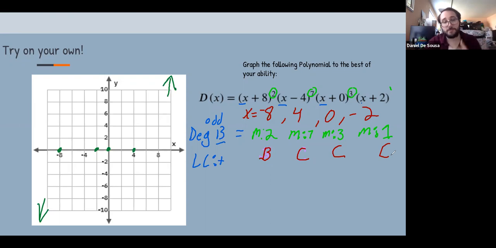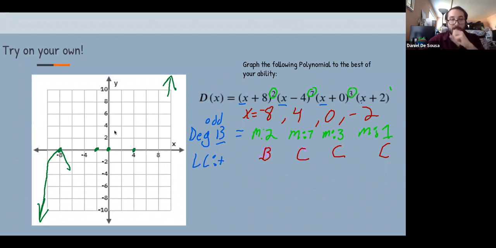Now all you got to do is just connect everything. So let's do it. The first one I have to approach is -8. -8 has a multiplicity of 2, and it's going to bounce. It's a low multiplicity, so I'm not going to make it too flat. So I'm going to make it go up and it's going to bounce, boom, and it goes up. And again, I'm doing this digitally, so it's way more complicated, but just make sure everything is a curve.